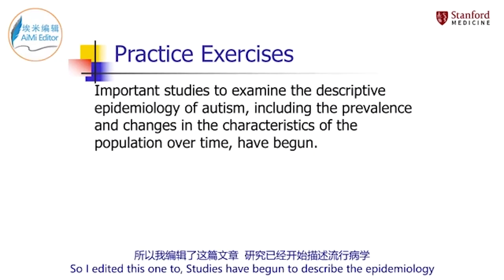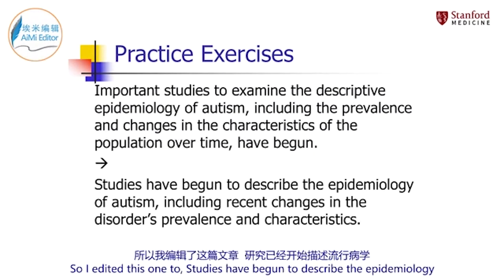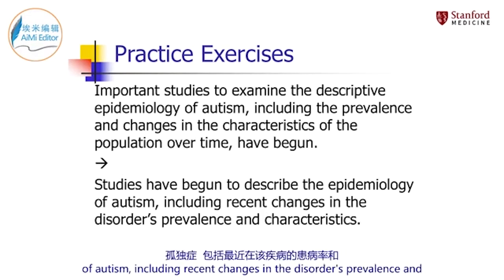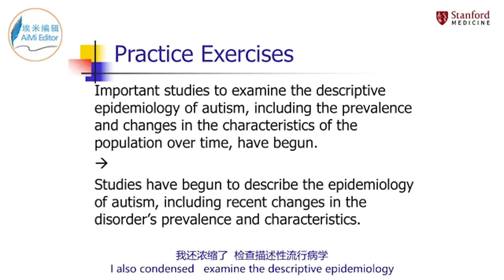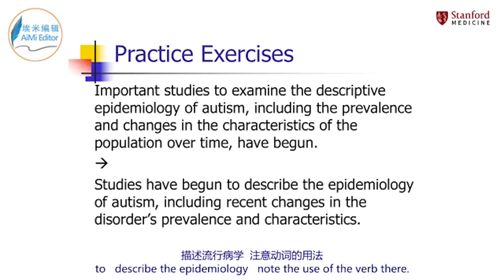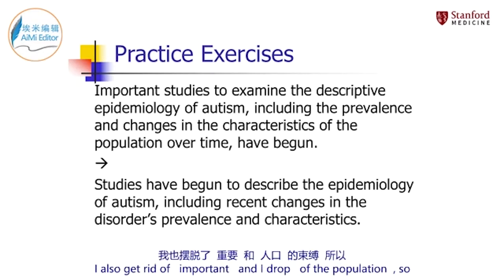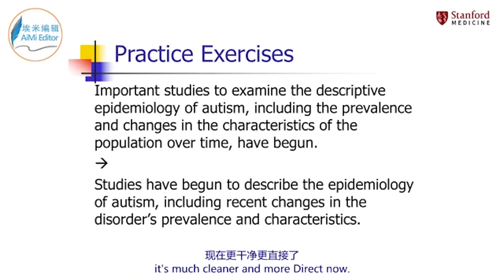So I edited this one to, "Studies have begun to describe the epidemiology of autism, including recent changes in the disorder's prevalence and characteristics." Notice I've moved the verb have begun way up in the sentence. I also condensed "examine the descriptive epidemiology" to "describe the epidemiology." Note the use of the verb there. I also got rid of important and I dropped of the population. So it's much cleaner and more direct now.